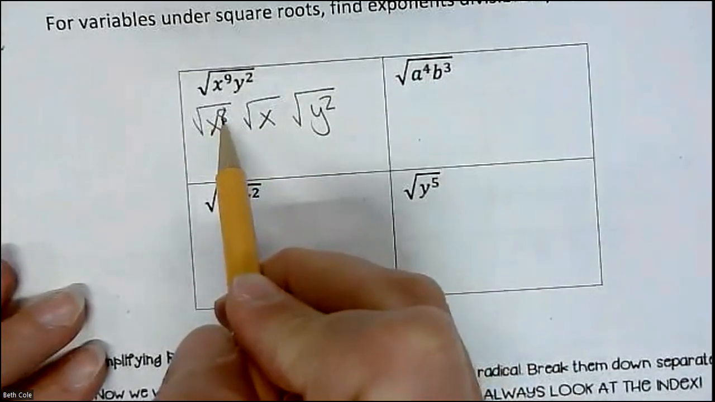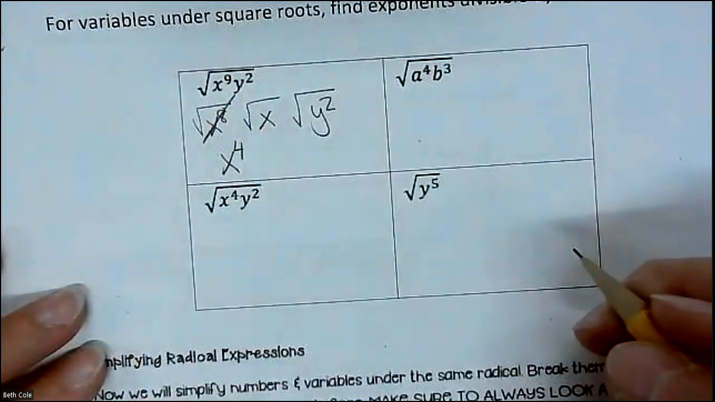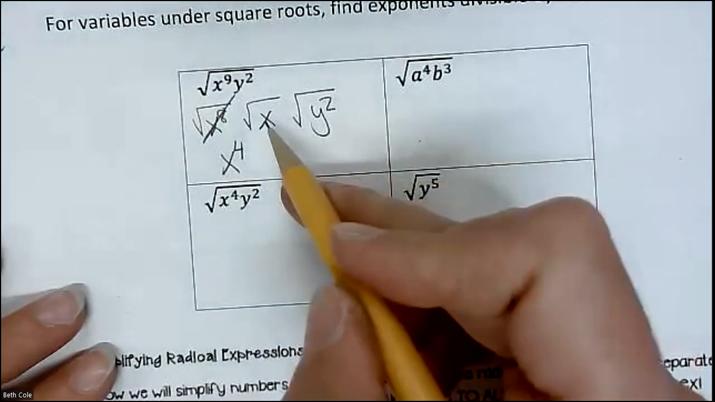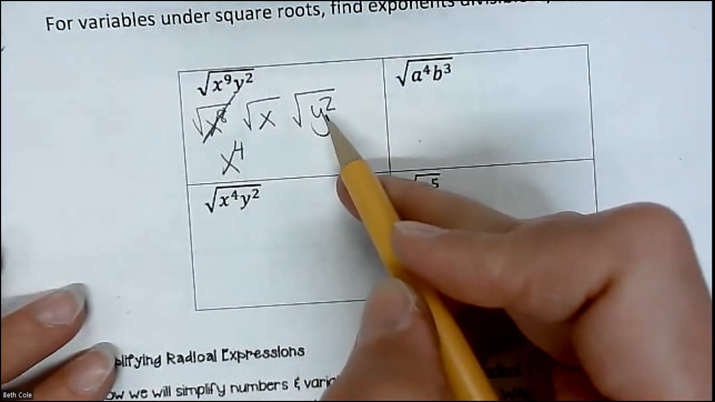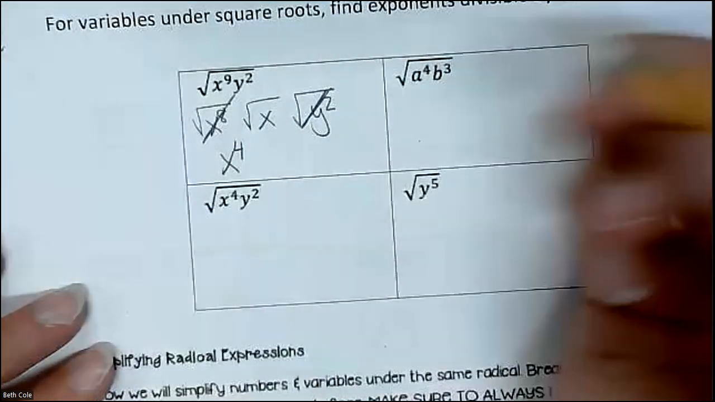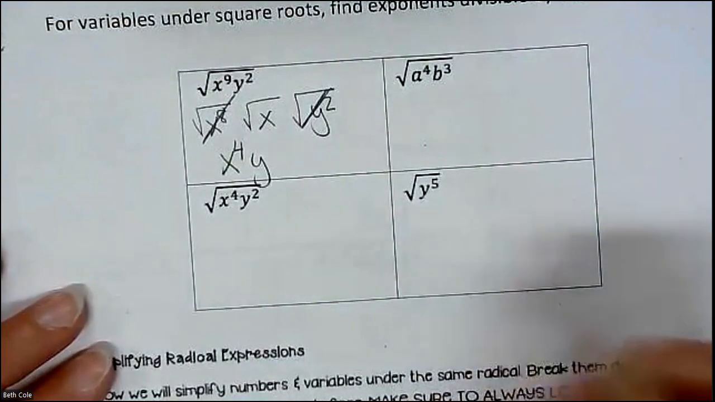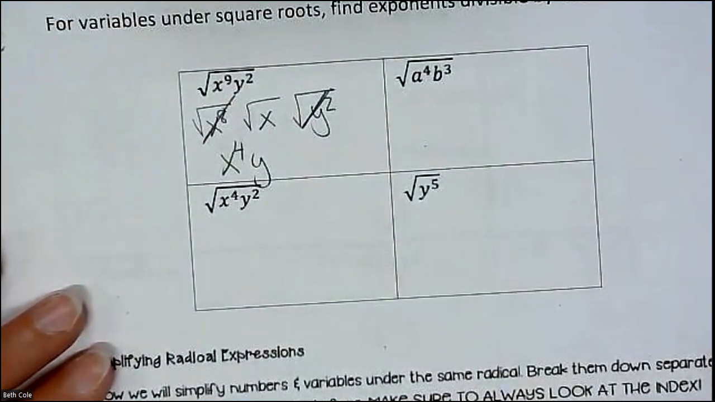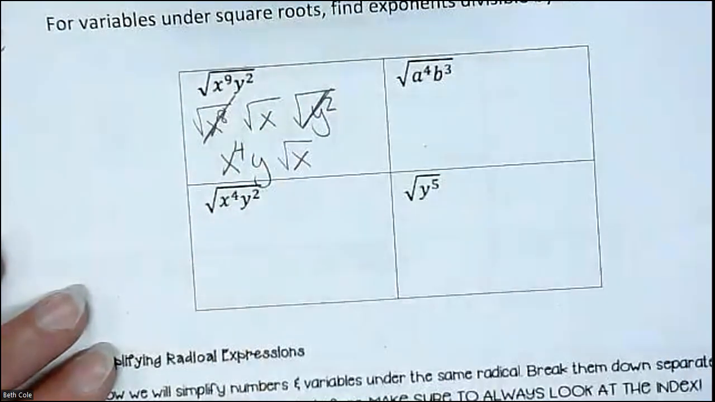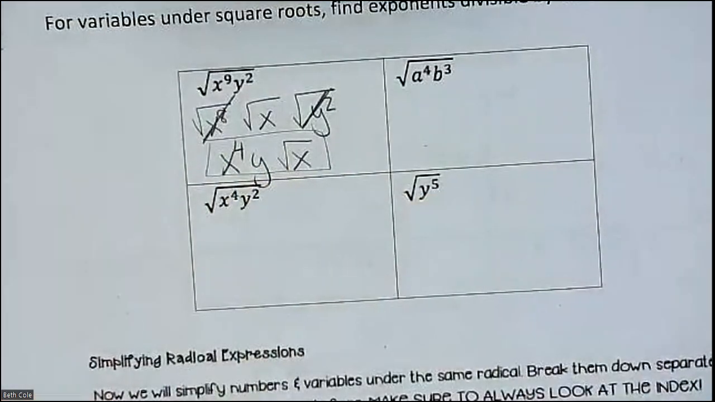What is 8 divided by 2? 4. Scratch that one off. It's x to the 4th. This one doesn't work. Forget it. Look at this one. What is 2 divided by 2? 1. Scratch it off. It'll be y to the 1, which you can put a 1 if you want to. And whatever you didn't scratch off is just there. So that square root of x is just there. It's leftovers. It's like we reduced as much as we could, and whatever we couldn't is just leftovers.